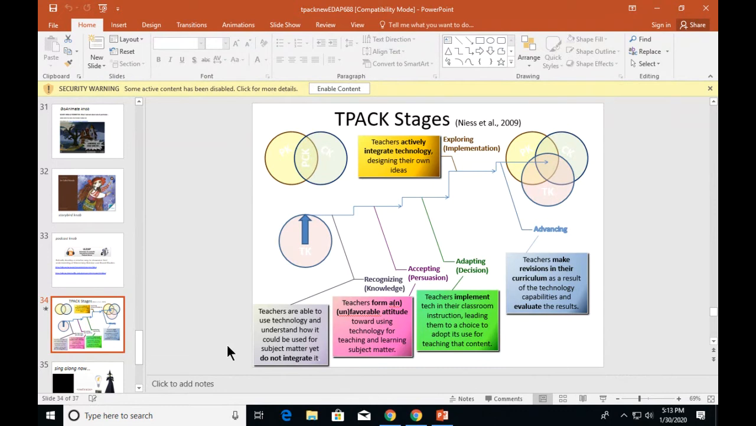Doesn't have to be. Pedagogical dance can occur, remember, 1987, that's when he wrote it. Well, there was technology then, but that's not what Shulman had in mind. Shulman was looking at that whole content pedagogy dance. He wasn't looking at technology. But we can now see that this is how the pedagogy and the content and the technology can now start coming together. And then finally, we see that teachers actively integrate technology, designing their own ideas. And that's where we want to be.